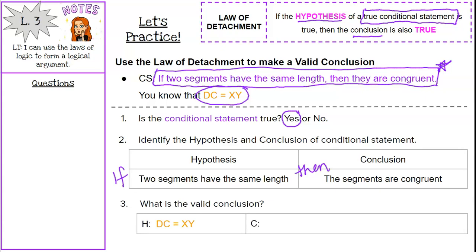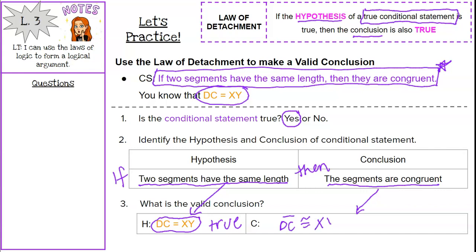So if we know that DC equals XY, is that true? We have two segments that have the same length. That's our hypothesis. Is that what we're claiming here? Yes, that is what we're claiming. So that is true. As long as our hypothesis is true, then we can claim the conclusion. We can claim that the segments are congruent. So we just write out that segment DC is congruent to segment XY. So that's how we use the law of detachment.